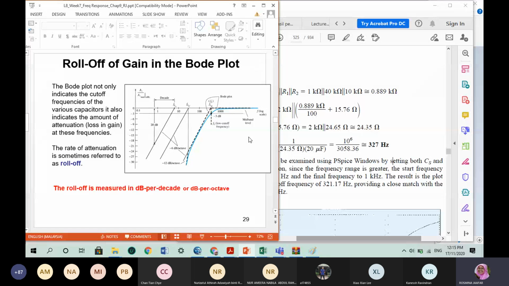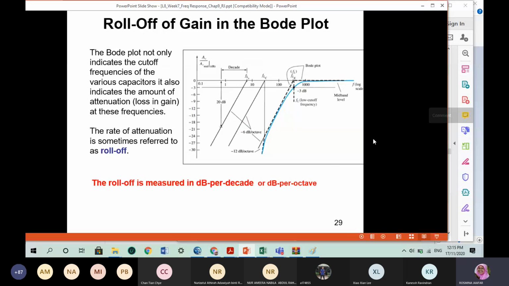Now we move on. I better switch to this one. Role of gain in the Bode plot. So the Bode plot not only indicates the cut-off frequencies of the various capacitors, it also indicates the amount of attenuation. Attenuation means the loss of gain. Attenuate, reduced. Okay, the rate of attenuation is sometimes referred to as the roll-off.